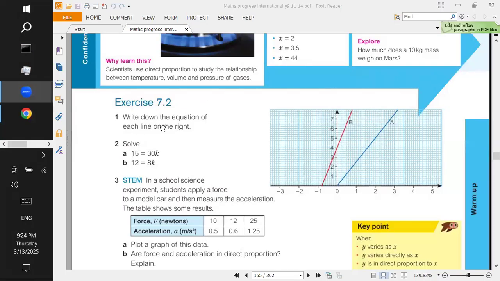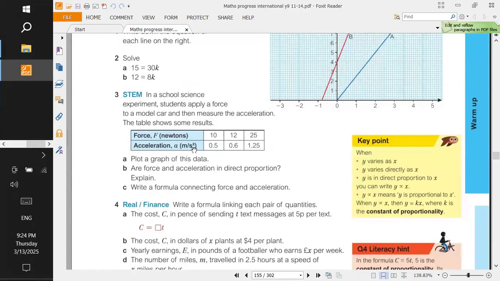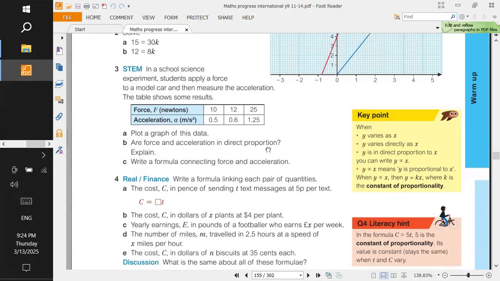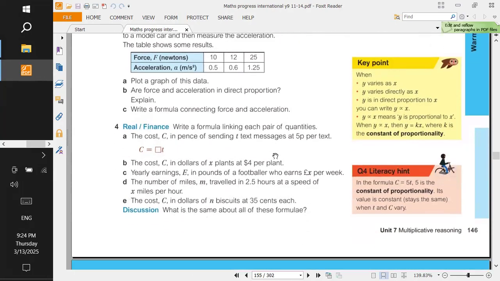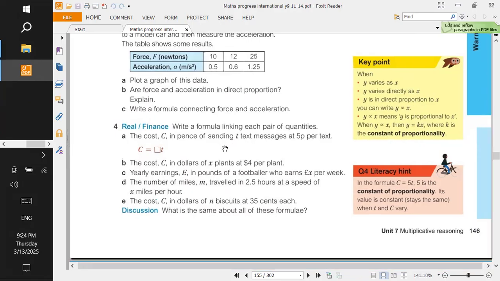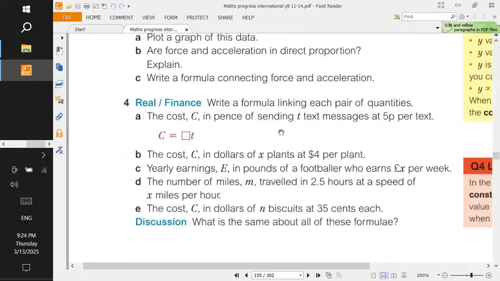So let's take a look at some other questions here, checking if it's direct proportion or not. As we said, we divide the y and the x. If it gives you the same number, it means it is direct proportion. And when you divide and you get the same number, this number is called the constant of proportionality. We use the letter K to describe it, okay? So here, let's take a look at some questions.